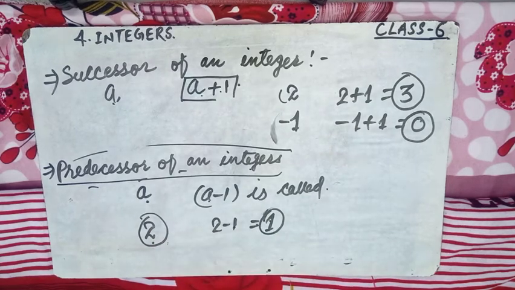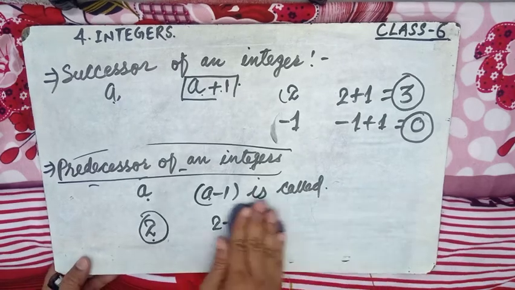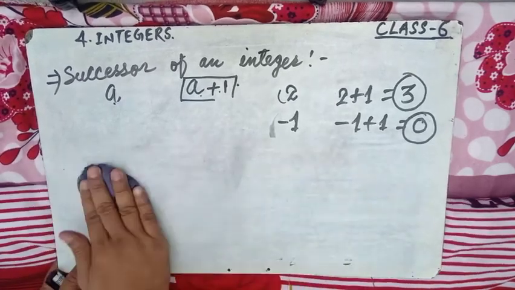That means, suppose we have to find the successor or the predecessor of a given integer. In order to find the successor, we have to add 1 to the given number, and we will get the successor of that number. To find the predecessor of an integer, we have to subtract 1 from the given number, then we will get the predecessor of that number. I hope you will understand.